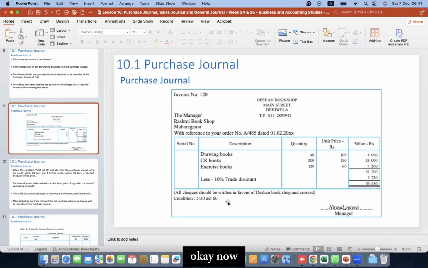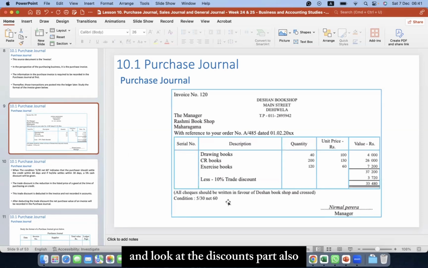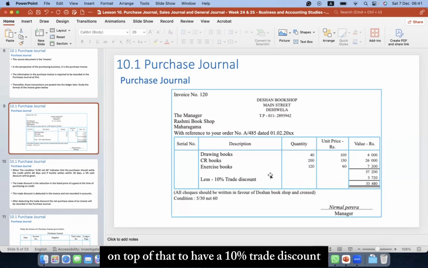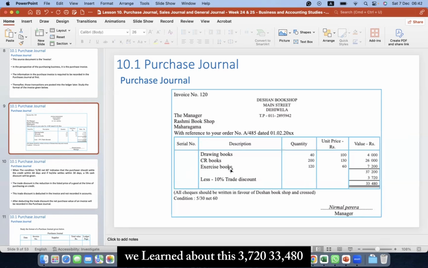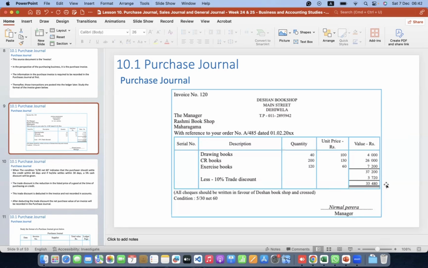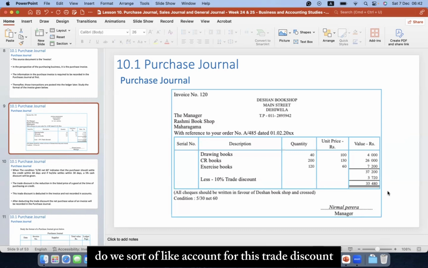Okay, now we can even go back further and look at the discounts part also. Now here, if you look at this part, you see the 10% trade discount. Now the total bill value is 37,200. On top of that, you have a 10% trade discount. We learned about this. The trade discount of 3,720 is deducted, and the total bill comes to 33,480. Then do we account for this trade discount?